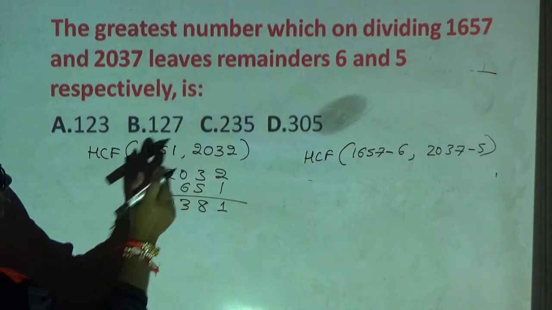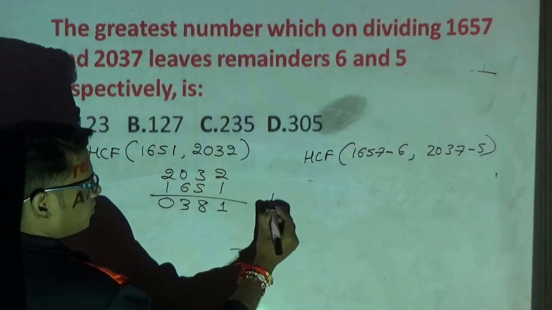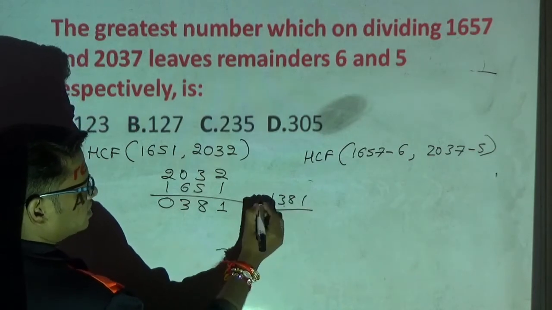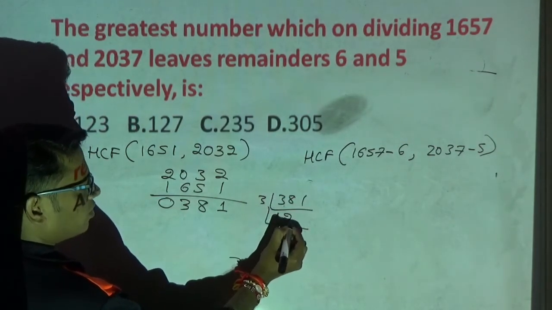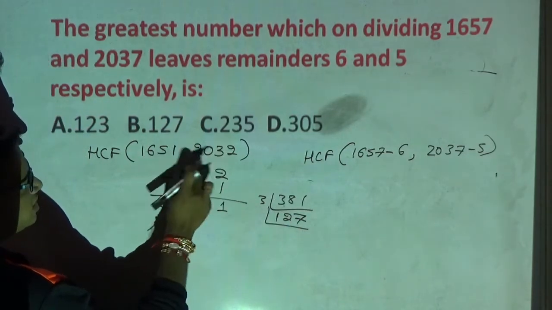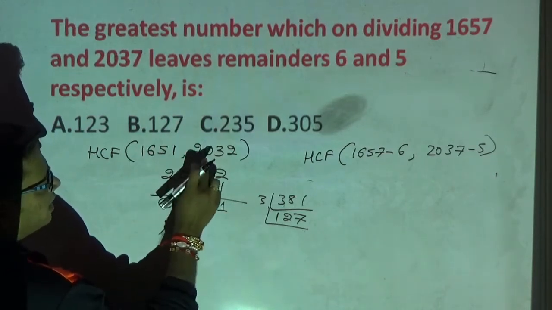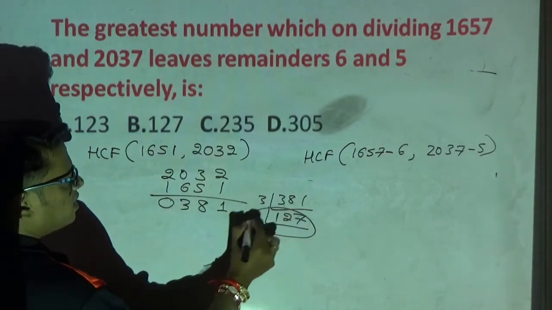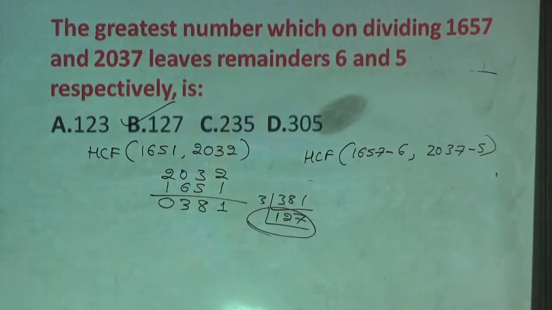Now, from 381, whether you can divide these two, let me check. No, I cannot divide both the numbers. So I want to get the factors of this. 381 factors: 3 1s are 3, 3 2s are 6, 2 left out, 3 7s are 21. So it is 3 into 127. Now, from 127, can you divide these two? Yes, I can divide these two by 127. Therefore, what is your HCF? HCF is 127. That's it. See how I got my answer very quickly. My answer for this question is option B.